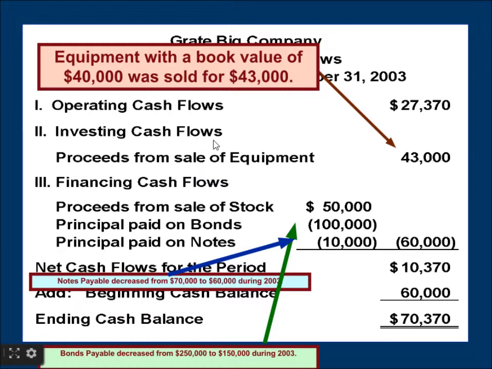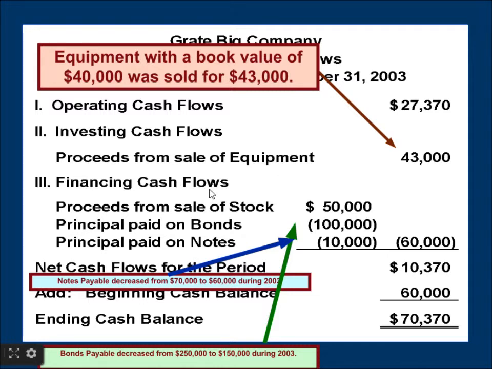Similarly, for investing cash flow, we know that the equipment book value was 40,000. In the additional information, if you go back, you will find that the book value is given as 40,000 and it was sold at 43,000. The proceeds from cash sales will be 43,000.